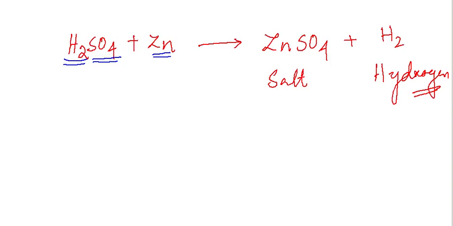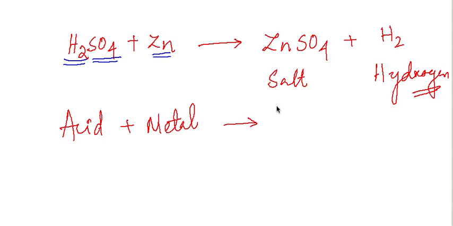Then you take sulfuric acid or you take HCl, or even HNO3 can also be taken. So acids plus metal will give us salt and hydrogen gas. So we can generalize this like this: acid plus metal will give you salt plus hydrogen.